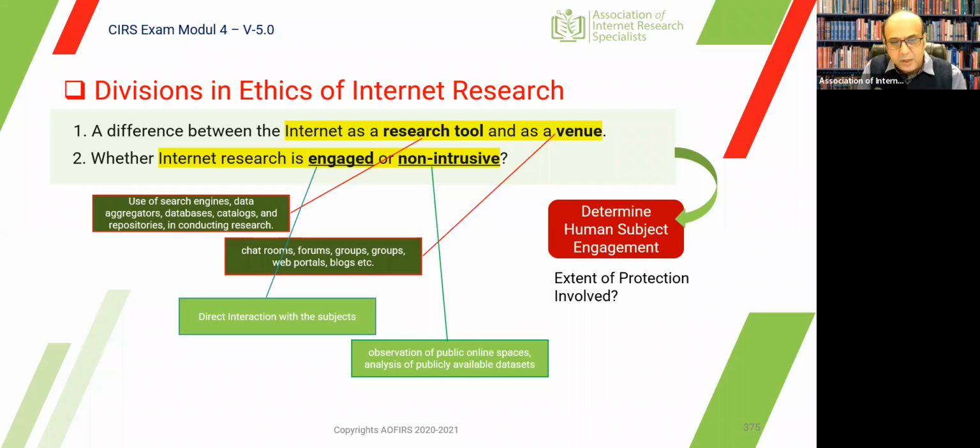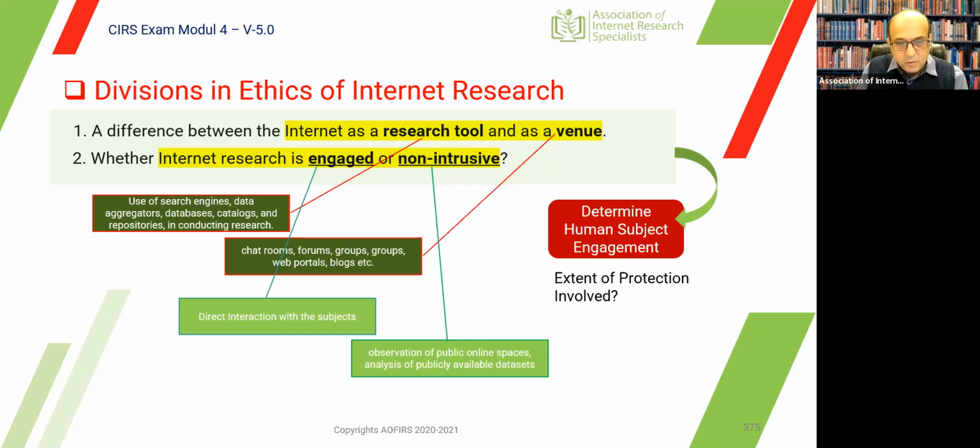A difference between the internet as a research tool and as a venue. So if it is a research tool, what does it refer to? Or what would be the difference between a venue and a research tool? Research tools are databases, catalogs, already available information, versus interactive collection of data like in forums, groups, web portals, blogs, etc., where the forum can have a label of the type of people that deliver their opinion. So you have to be very selective.